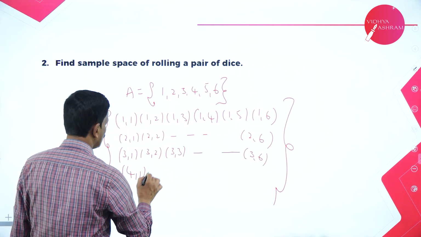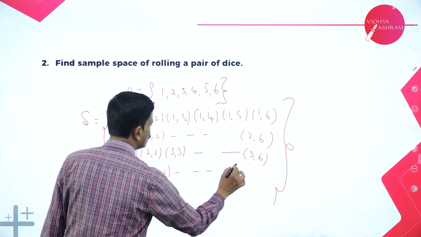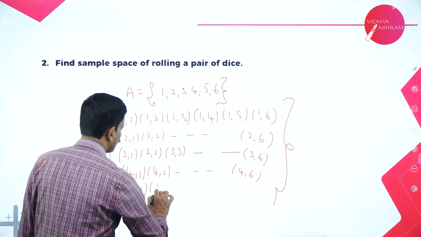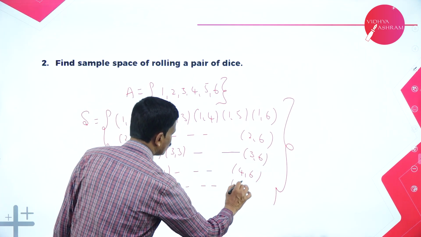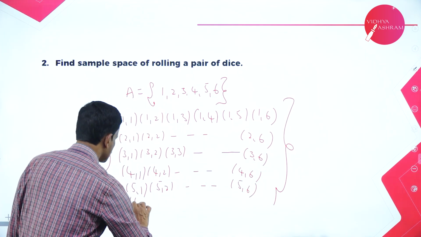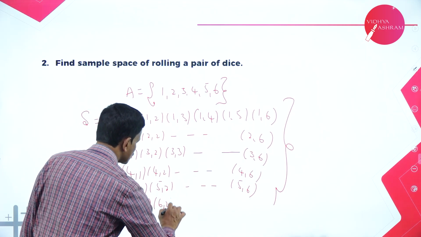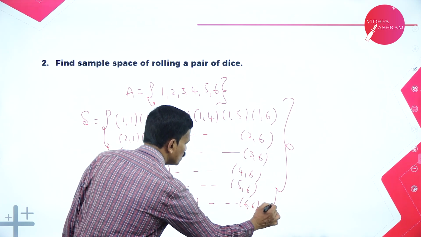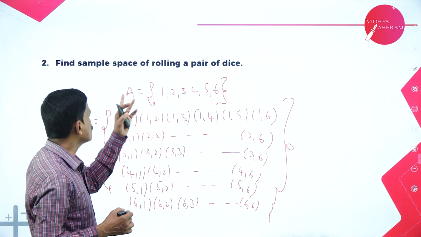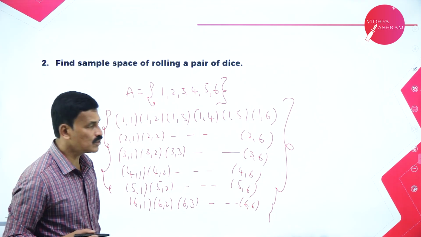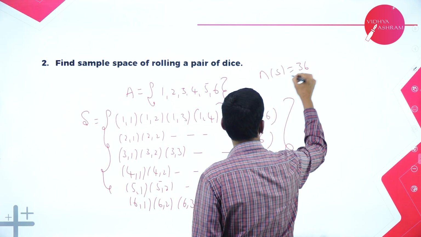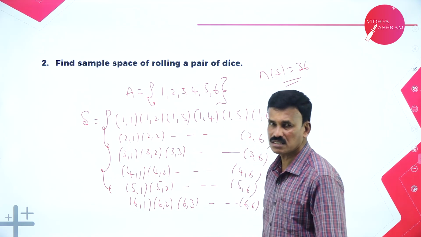Similarly, (4,1), (4,2), up to (4,6). Again, (5,1), (5,2), up to (5,6). And the last ones are (6,1), (6,2), (6,3), up to (6,6). So, this is the sample space when a pair of dice is rolled. Therefore, here n(S) is equal to 36. That's it.